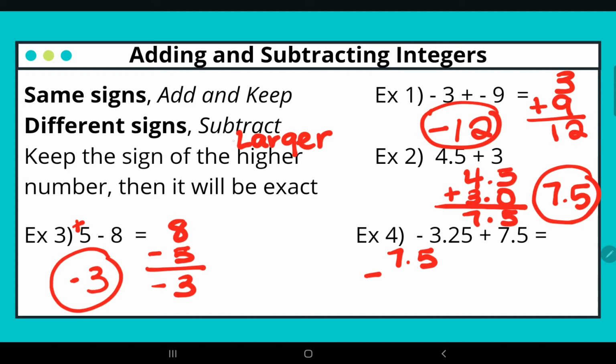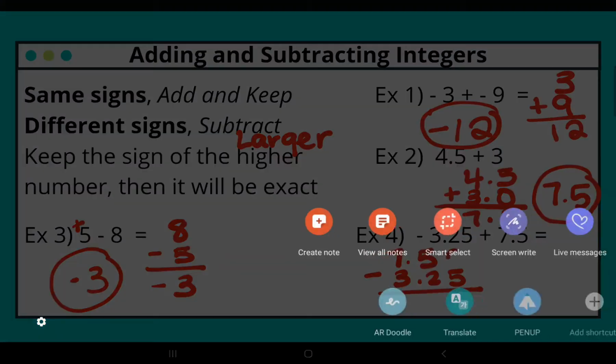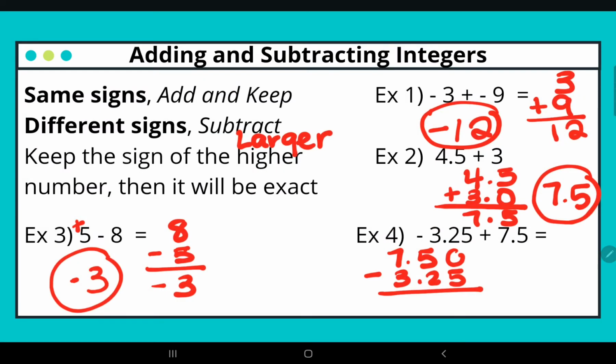Different signs again, so I'm subtracting. And if you notice, I'm still following my rule for when I am adding or subtracting decimals. I'm ensuring that I line those decimal points up. I'm going to put in a placeholder here. Okay. And I know I have to borrow, so I'm going to go ahead and apply my rules for subtraction.